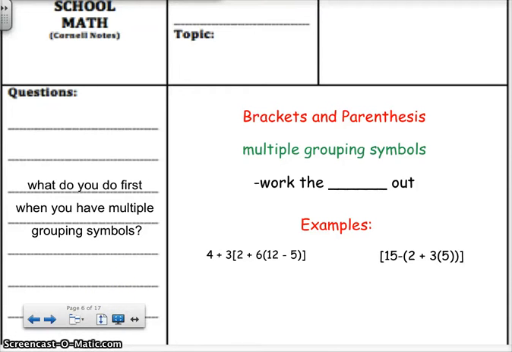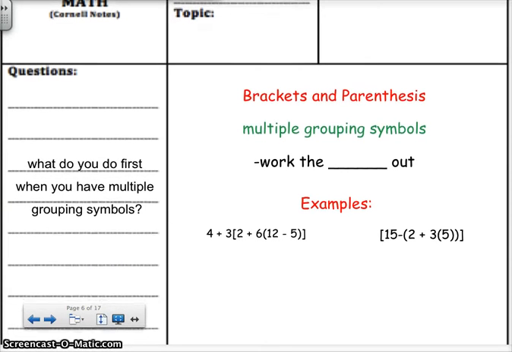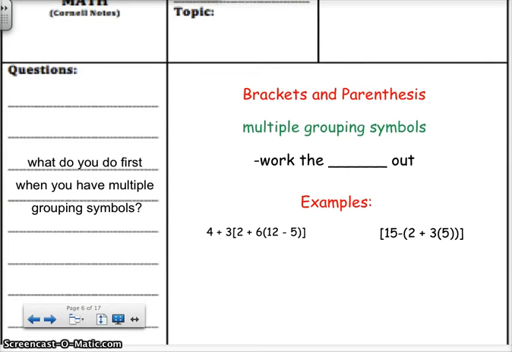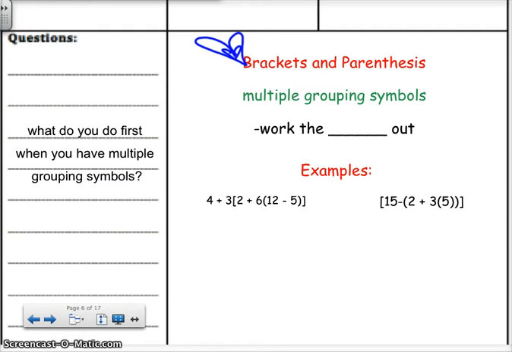Okay, today we're continuing our order of operations and we're moving on to multiple grouping symbols. That means if I have brackets and parentheses within an expression, which just means a collection of numbers and operation symbols, and you have multiple grouping symbols, you want to work from the inside out. So you work inside the grouping symbol and work your way outwards. Okay?